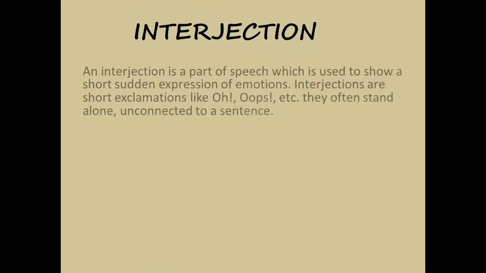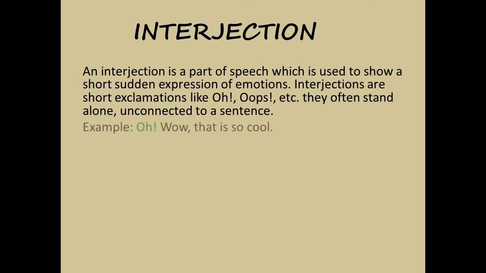The next is interjection. An interjection is a part of speech which is used to show a short, sudden expression of emotions. Interjections are short exclamations like oh, oops, etc. They often stand alone, unconnected to a sentence. Example, oh, wow, that's so cool. Here, oh is used as an interjection.